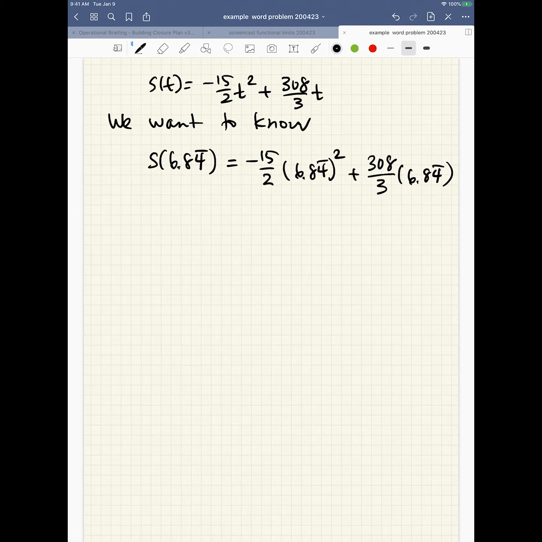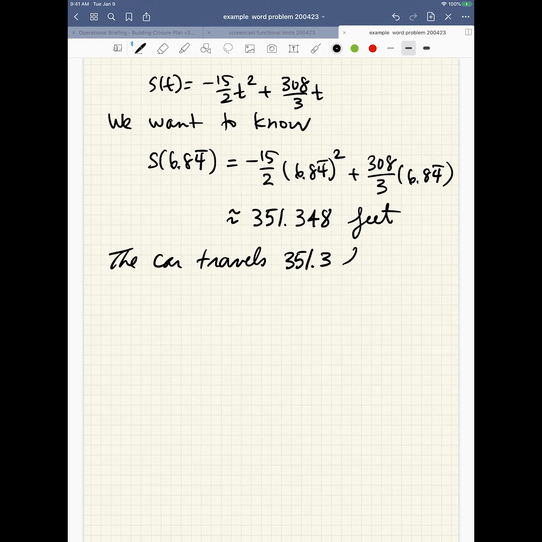And if you figure that out, you get approximately 351.348 feet. That's how far the car travels. The car travels 351.3 feet after the driver hits the brakes.